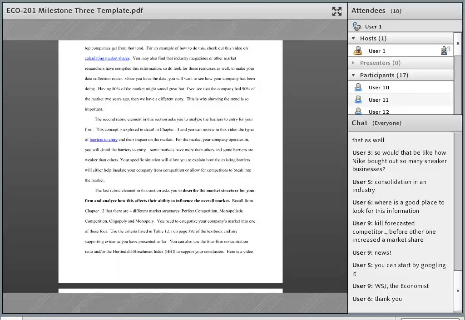All right, so the second rubric element in this section asks you to analyze the barriers to entry for your firm.